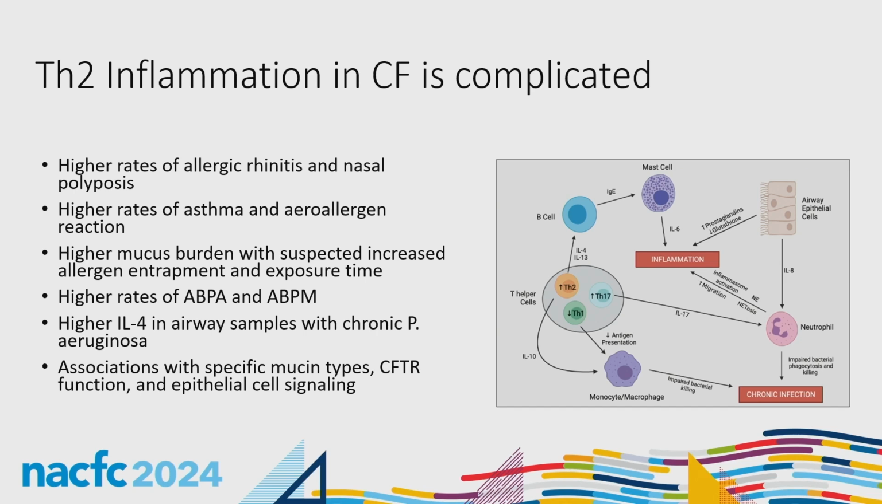People have shown for years there are higher rates of allergic rhinitis and nasal polyposis in this patient population. Aeroallergen reactions, highest mucus burden with an allergen entrapment that you would see similar to bacteria. High rates of ABPA or ABPM, or mycosis as they would describe it. Higher, like Dan just said, higher IL-4 rates in certain airway samples with chronic Pseudomonas infection, okay? And association with specific mucin type, CFTR function, even epithelial cell signaling, okay?